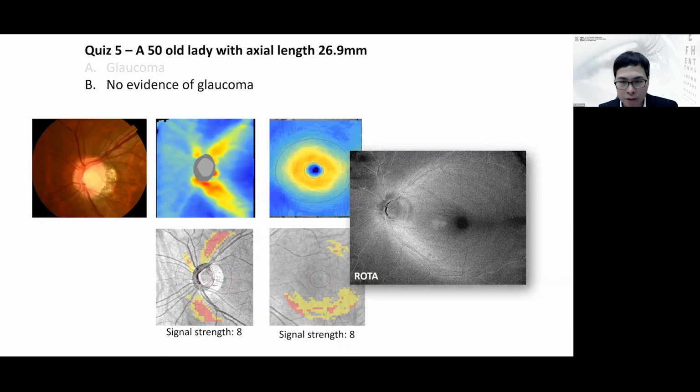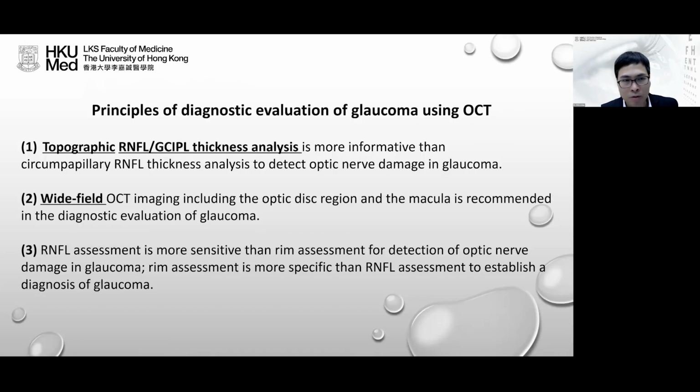So there is no evidence of glaucoma, despite the fact that the neuroretinal rim looks quite abnormal. But the retinal nerve fiber layer assessment is by far a more sensitive way to determine the presence of optic nerve damage. In this case, we don't have any evidence of optic nerve damage.